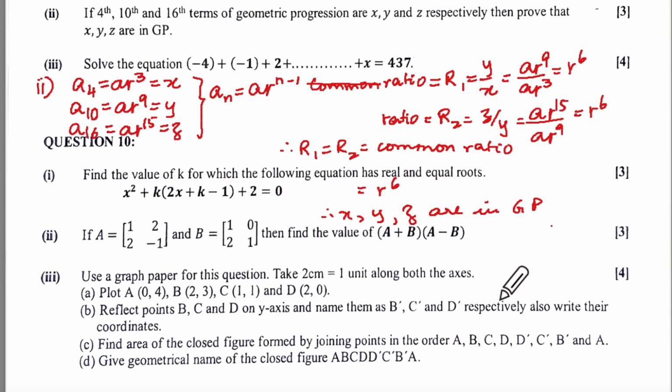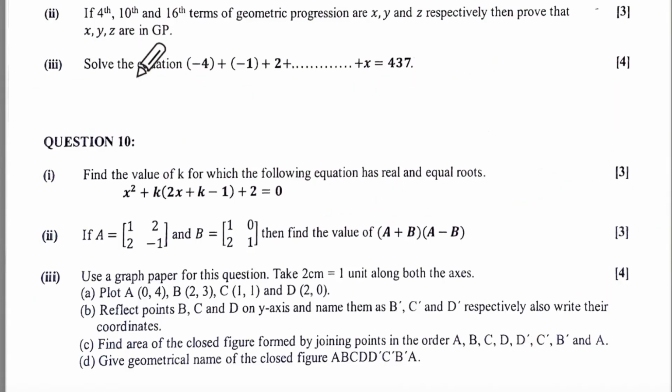Okay. To write this will be 1 mark, to get this will be 1 mark, and to write this will be 1 mark. So it's a 3 mark thing. The next one was a little confusing for some of you.